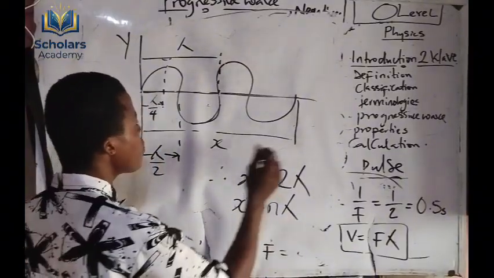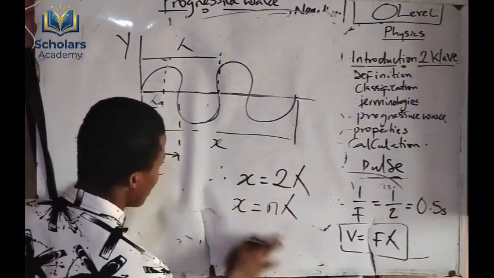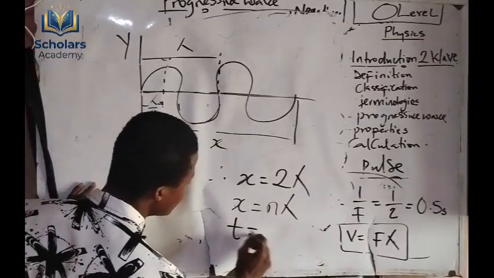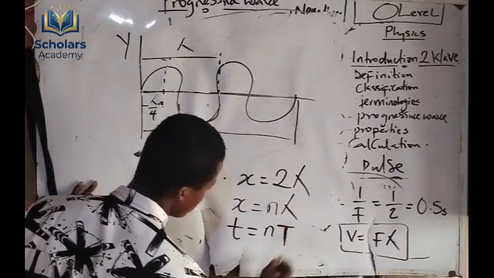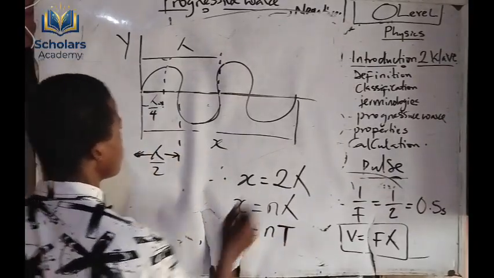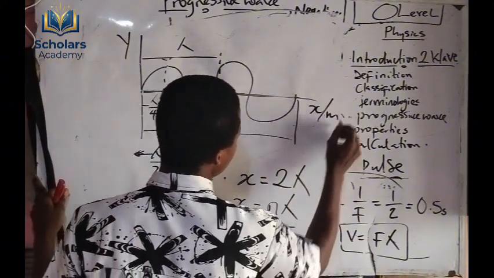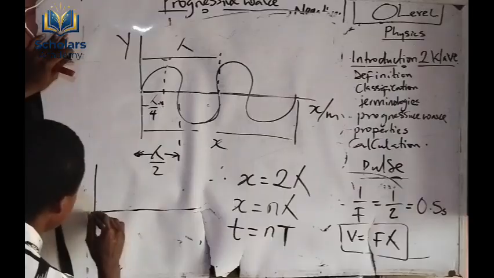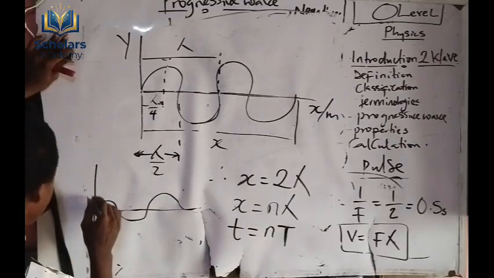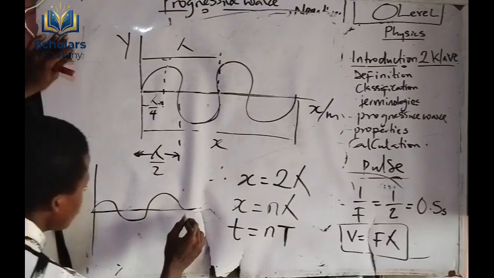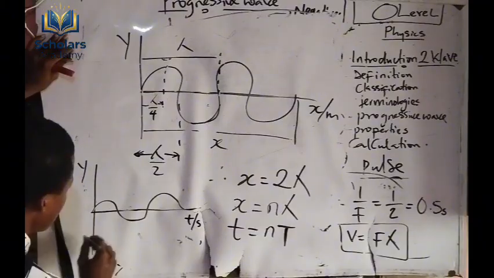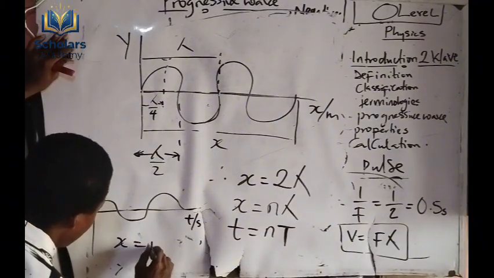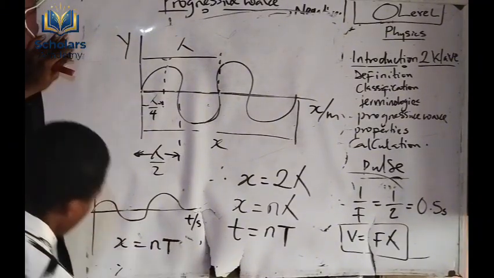S equals the number of waves times the wavelength, if we are not regarding time. If it is time, it will be N times period. Let me make sense for you. This one is in respect to distance. If we are now talking about time, it will not be like this. This will still be Y, and the horizontal axis will not be distance but time, in seconds. So X here will be N times period.